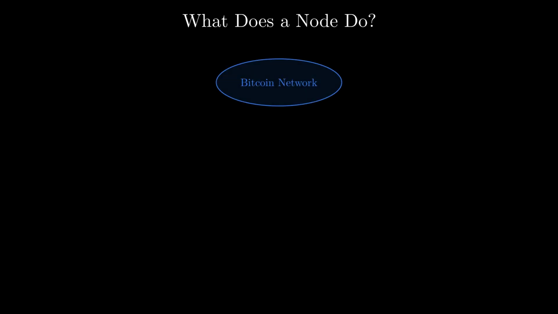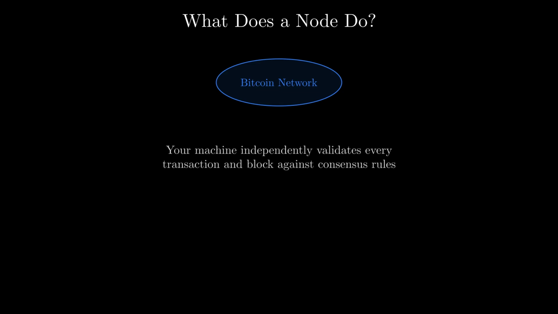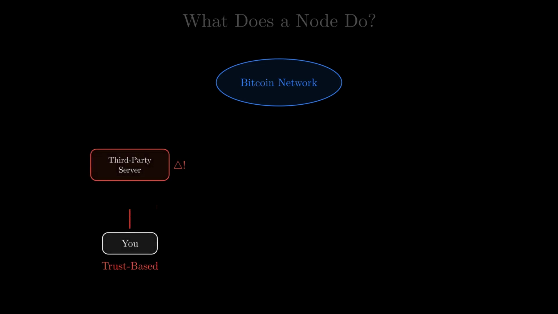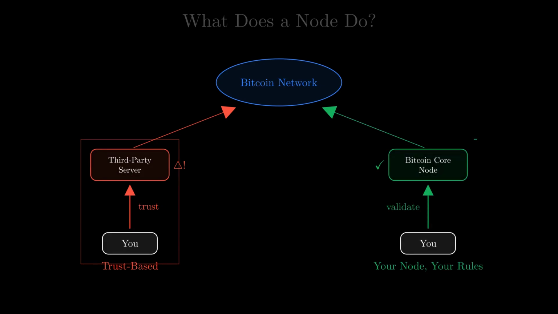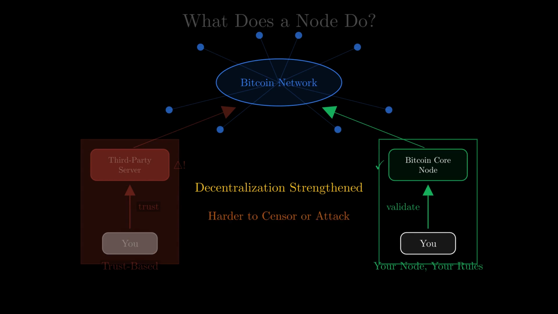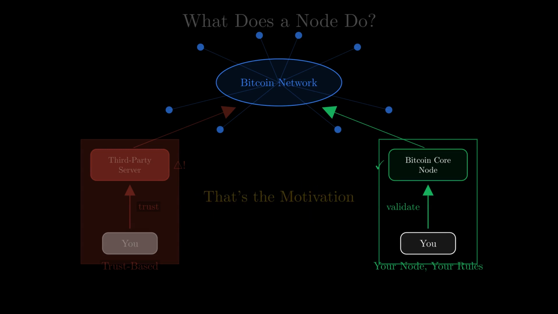To understand which settings matter, first consider what a node does. When you run Bitcoin Core, your machine independently validates every transaction and every block against the consensus rules encoded in the software. You don't trust a bank. You don't trust a third-party server. You verify everything yourself. You also strengthen the network. Every additional independent node increases decentralization and makes Bitcoin harder to censor or attack. That's the motivation. Now let's look at the cost.